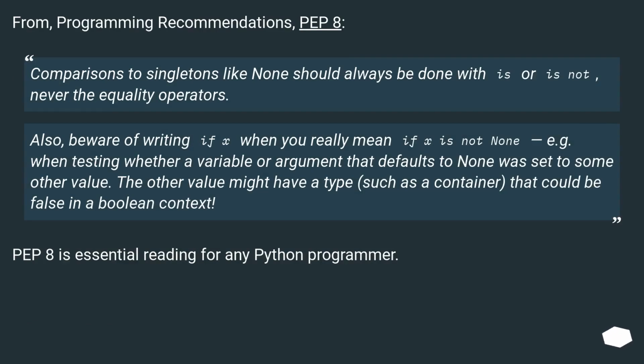From Programming Recommendations, PEP 8: Comparisons to singletons like None should always be done with "is" or "is not", never the equality operators. Also, beware of writing "if x" when you really mean "if x is not None".